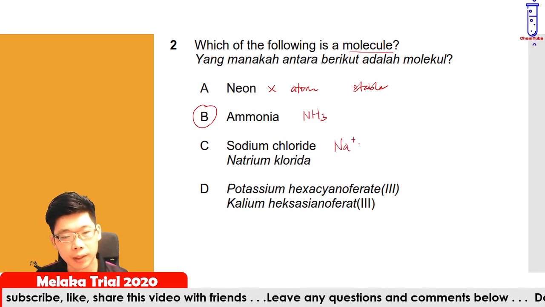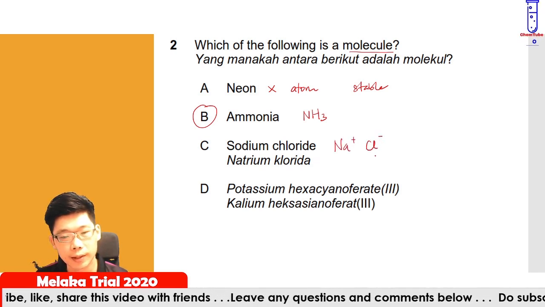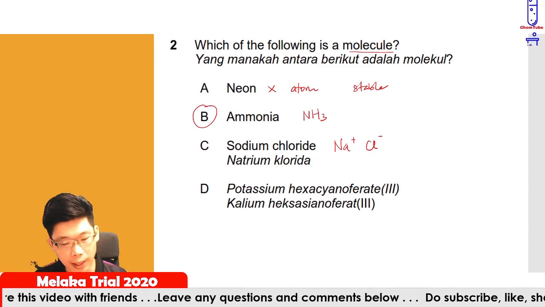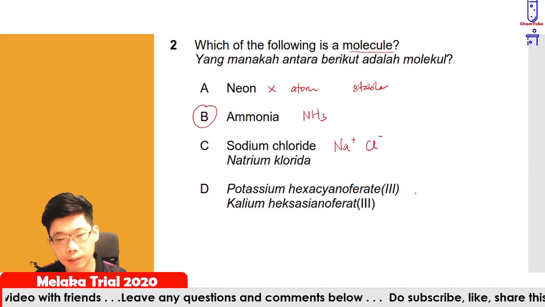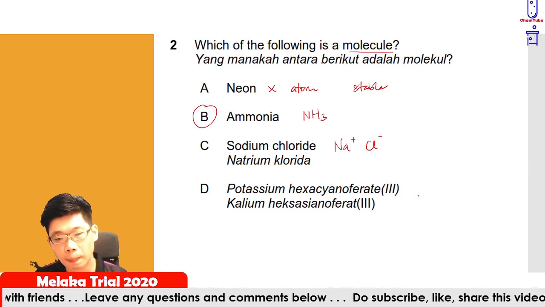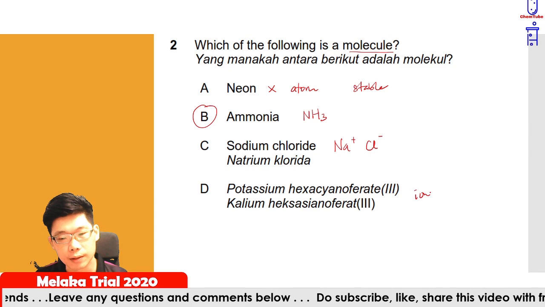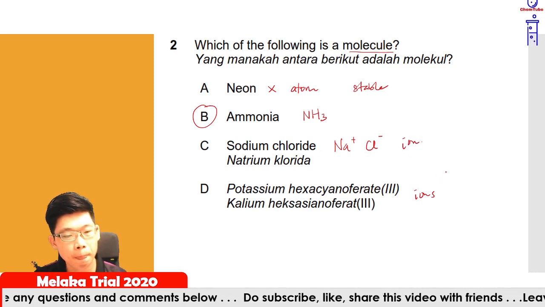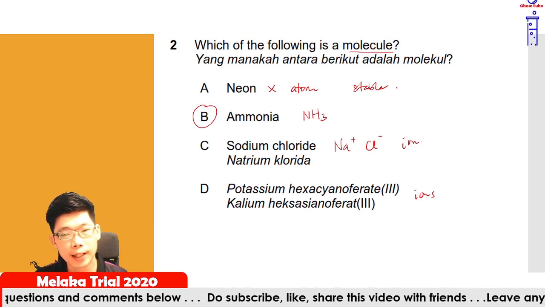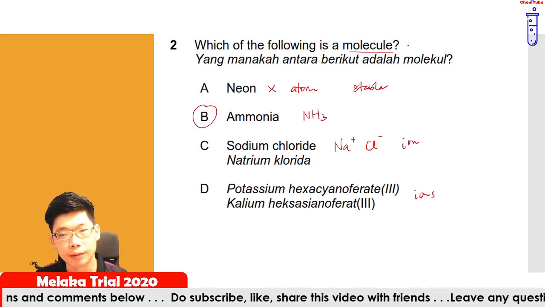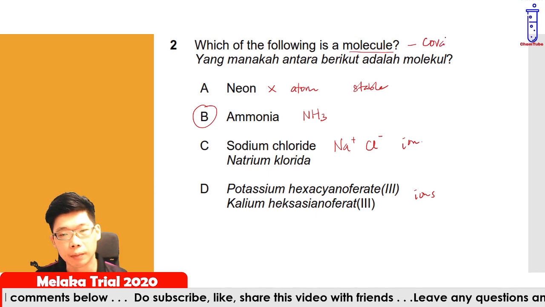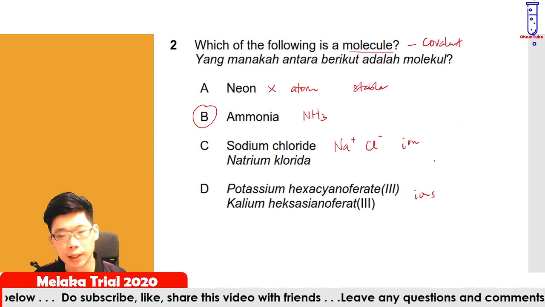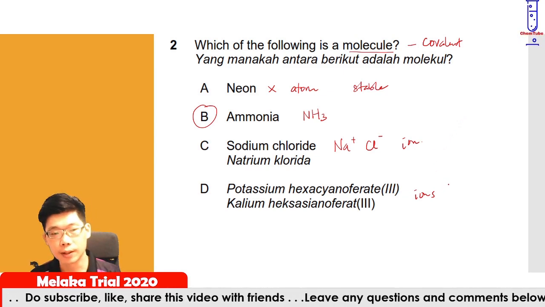Sodium chloride is a combination between sodium ions and chloride ions. So it is an ionic compound. Potassium hexacyanoferrate(III) is also made of ions. So the answer is B. For this kind of question, molecules normally refer to covalent compounds. If it is an ionic compound, it normally forms by the ions.